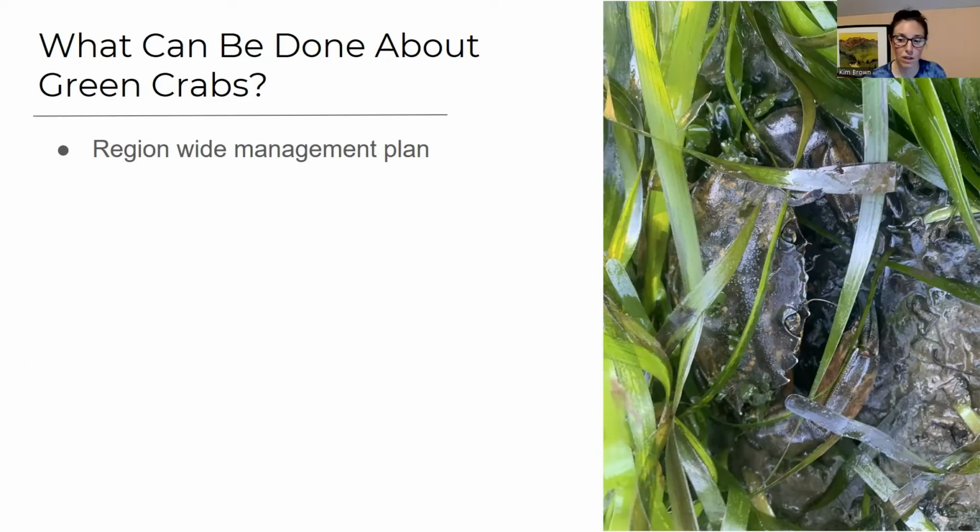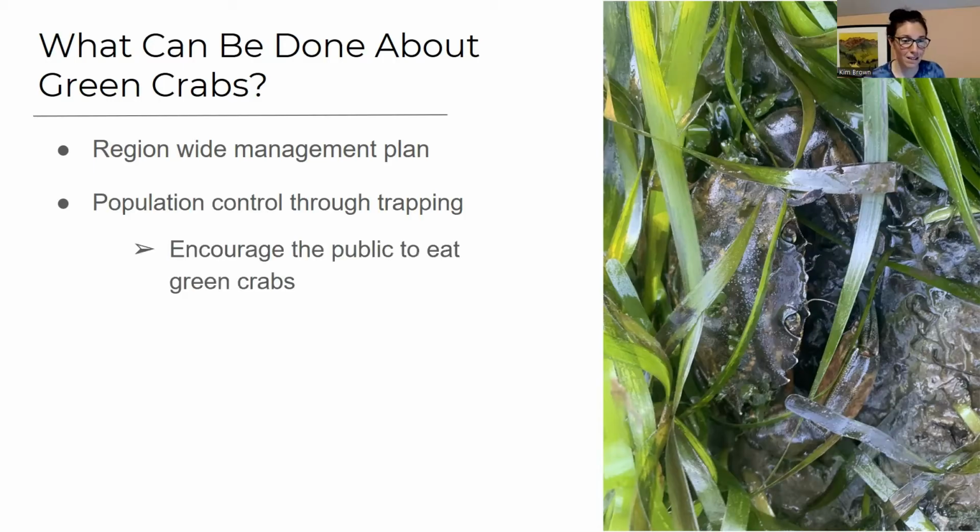Obviously, not managing for green crabs means endangering vulnerable ecosystems, not just in Oregon, but up and down the coast. The population of green crabs in Oregon at this point appears to be established and growing. So population control through trapping to minimize impacts is crucial. So part of that is encouraging the public to eat green crabs. And if you're not into eating green crabs, then I would say they're a great fertilizer to add to the garden. Both of these things would help keep populations in check.